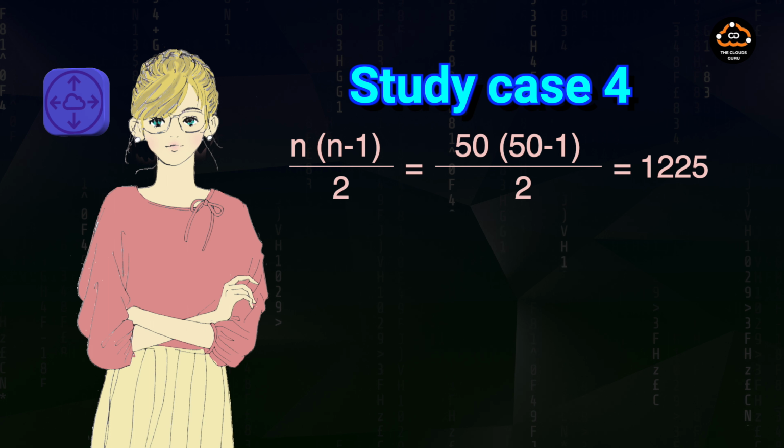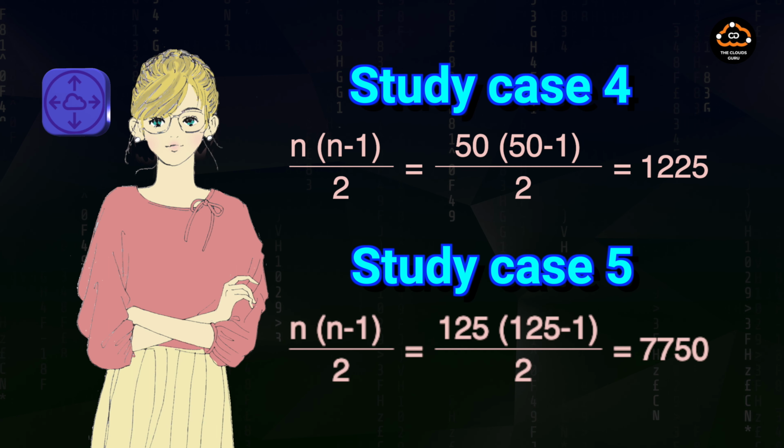1,225 tunnels. We reach the default VPC peering connection limits per VPC. Study Case 5. 125 VPCs. Is it suitable for medium company now? 7,750 tunnels. We reach the maximum adjustable VPC peering connection limits per VPC.